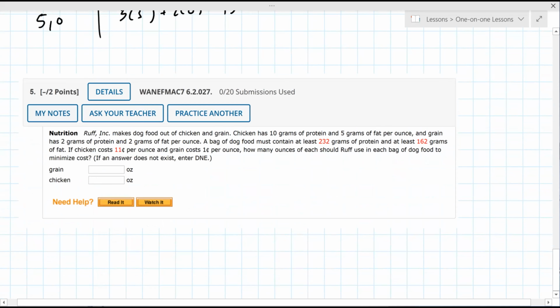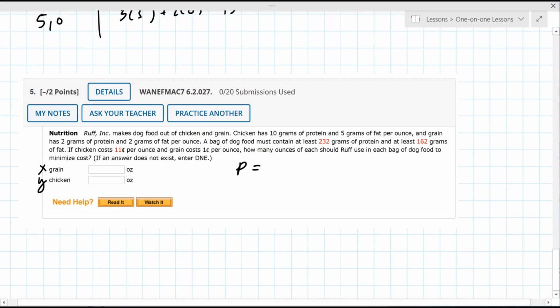Okay, Rough Ink makes dog food out of chicken and grain. So again, those are your variables x and y. Chicken has 10 grams of protein and 5 grams of fat per ounce, and grain has 2 grams of protein and 2 grams of fat per ounce. A bag of dog food must contain at least 232 grams of protein and at least 162 grams of fat. If chicken costs 11 cents per ounce and grain costs 1 cent per ounce, how many ounces of each should you use to minimize cost? So I often find it's easiest to write the function that you're trying to maximize or minimize.